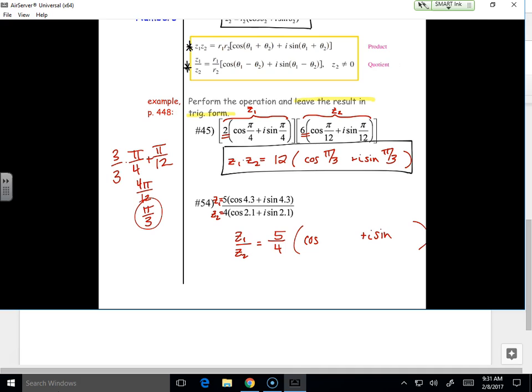Okay. So cool, kids. What do we do on 54 then? If adding is what we do for multiplication, what do we do for division? Yeah, and subtracting, what are we subtracting? The angles. Just the angles, right? So angle 1 would be 4.3, angle 2 would be 2.1. So all we gotta do is just say, oh, sweet, subtract 4.3 minus 2.1. It's already all nice and lined up.